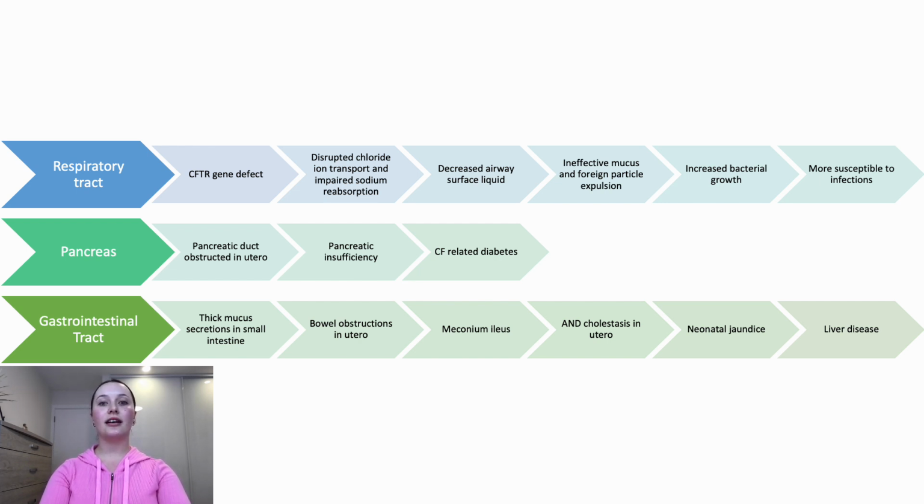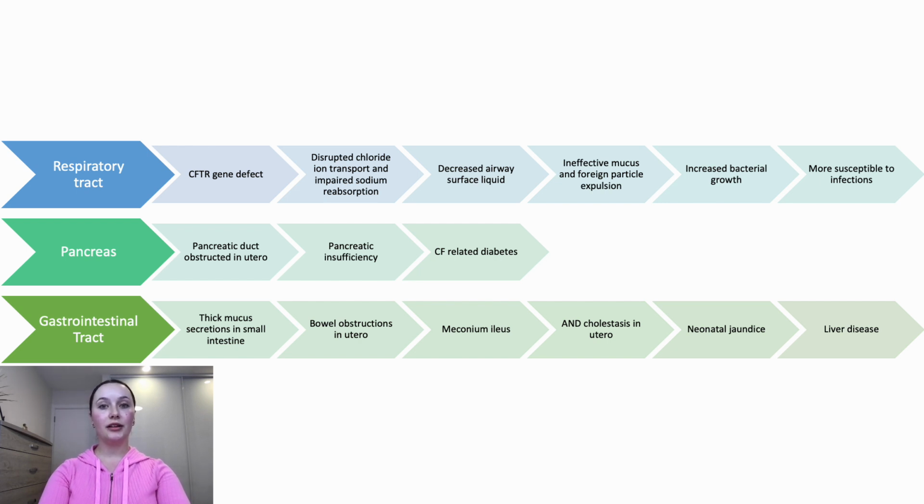When CFTR is defective, it disrupts chloride ion transport and impairs sodium reabsorption, leading to the reduced water content in secretions. Consequently, the airway surface liquid decreases.